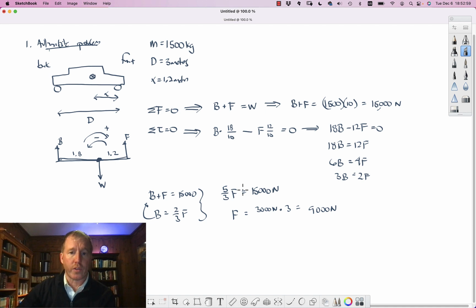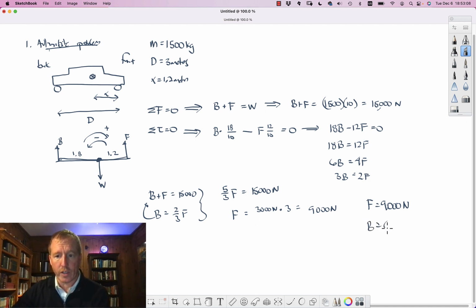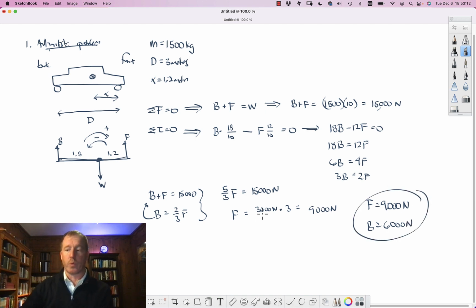So the front wheels are exerting a force, F equals 9,000 newtons, and the back wheels are just 2/3 of that, so the back wheels have to be exerting 6,000 newtons of force. Okay, so that would be the answer to this question.